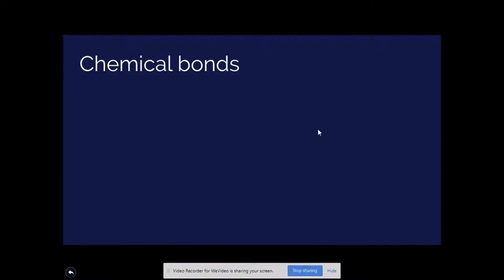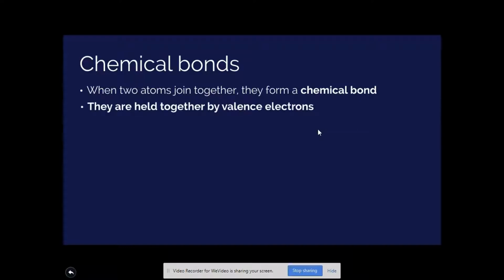As a quick overview of the chemical bonds, you need to know that when two atoms are joined together, they form what we call a chemical bond. This is a force that is holding the atoms together. And the source of that force is the valence electrons. All right, so it's the valence electrons of these atoms that are holding them together. That's why we've done so much work with the Lewis dot structures and knowing how many valence electrons each atom has. This is the whole basis for our chemical bonds.